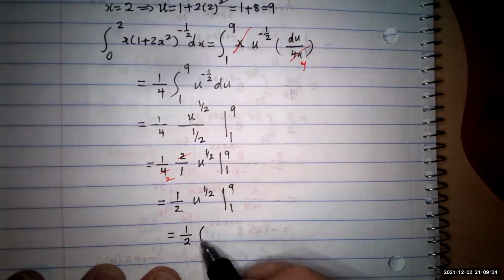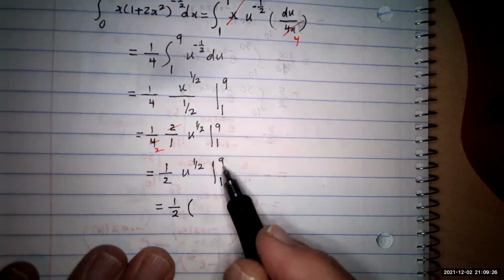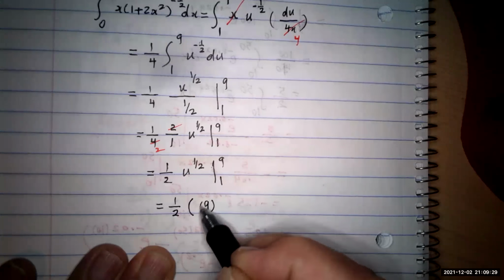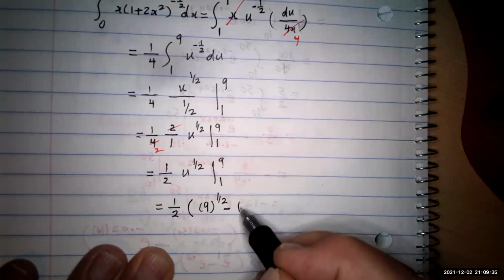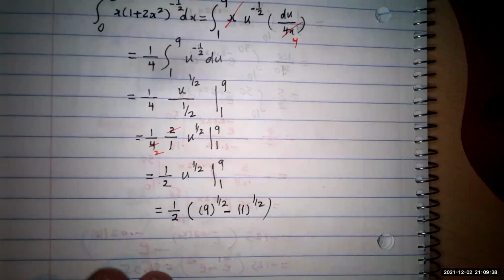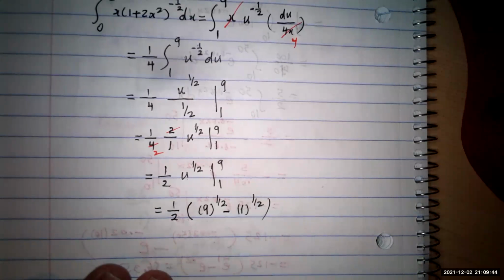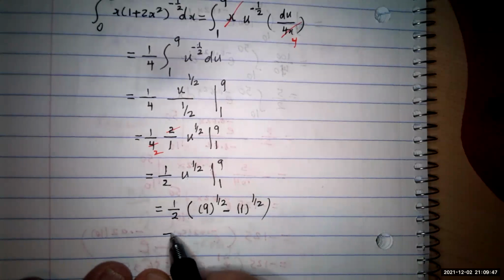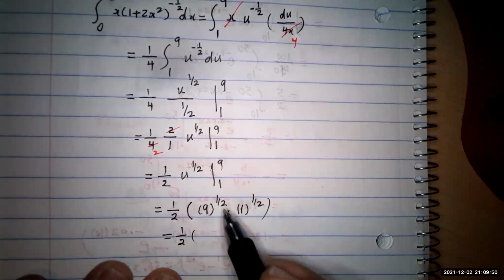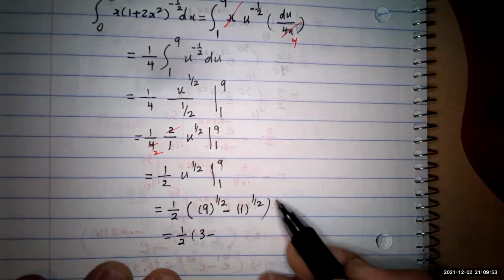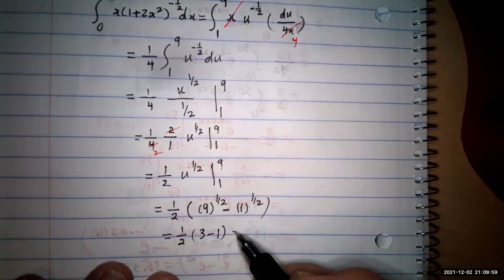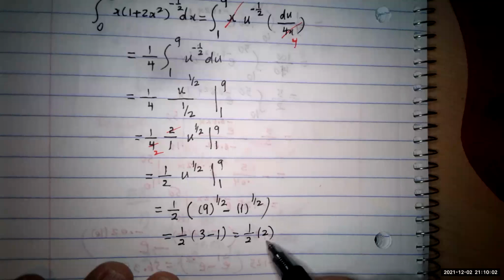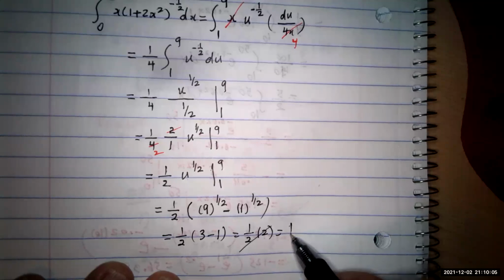So you can open up the parentheses and do the job. 9 to the half minus 1 to the half. That's the fundamental theorem of calculus that we talked about. Okay, 9 to the half is radical 9, and radical 9 is 3. So this is going to be equal to 1 half. That gives you 3 minus 1 to any power would be 1. So it's going to be 1 half, 3 minus 1 would be 2. So you simplify it, that gives you 1.